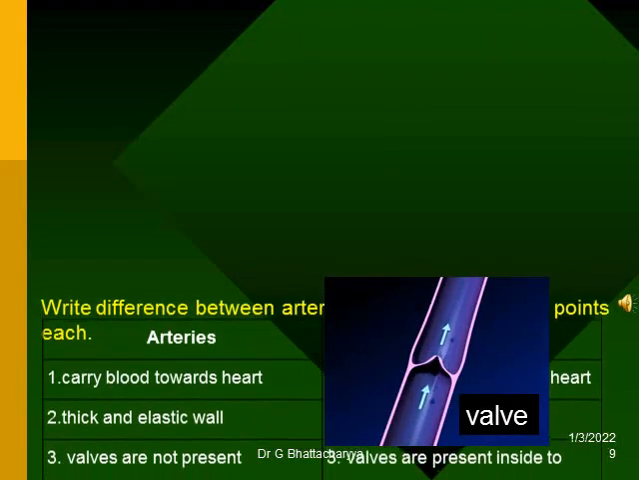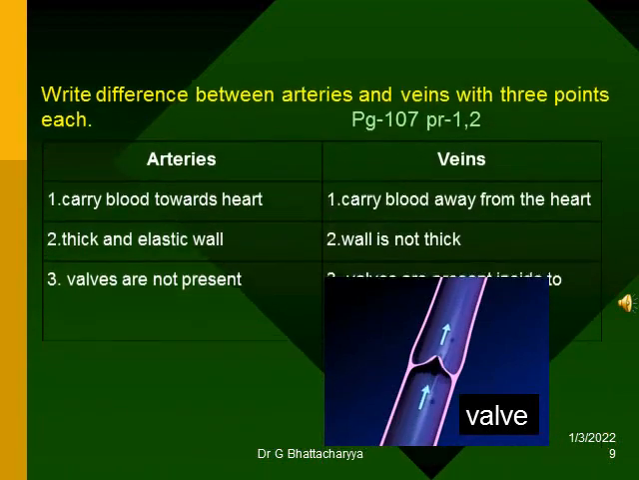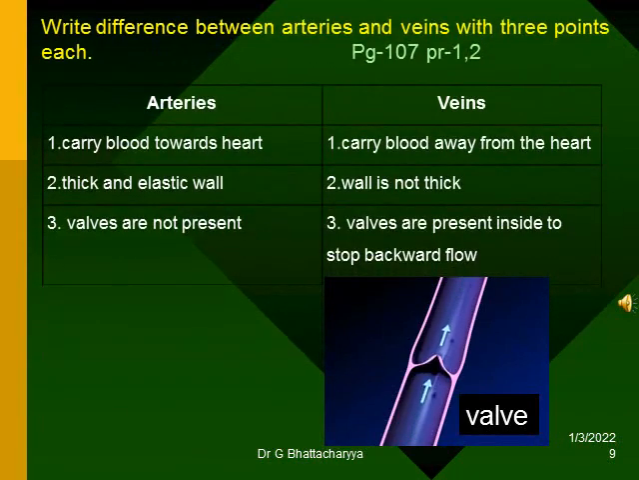Write difference between arteries and veins with 3 points each. To write this answer, make 2 columns, one for arteries, one for veins. First point, arteries carry blood away from the heart, veins carry blood towards the heart. Second point, arteries have thick and elastic walls, veins' walls are not thick. Third point, in arteries valves are not present, in veins valves are present inside to stop backward flow.